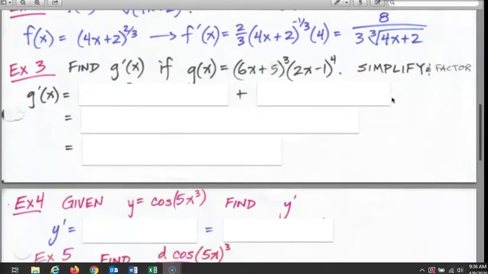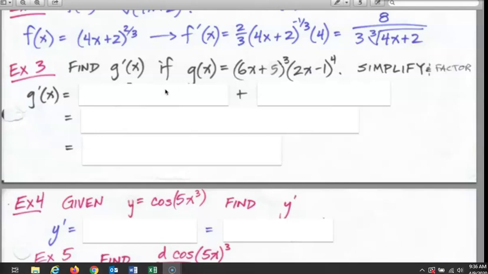Example 3, all of these I would expect to see on quizzes and tests. This one's pretty common. First of all, this says find g prime of x if g of x equals (6x plus 5) to the 3rd times (2x minus 1) to the 4th. Well, obviously, we don't want to expand this out, and then multiply and get some ridiculously long polynomial. Instead, we need to use the product rule. So think of this, including the raised to the 3rd power, as the first function. This here to the 4th is the second function.